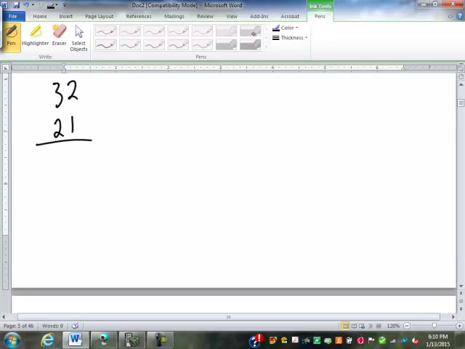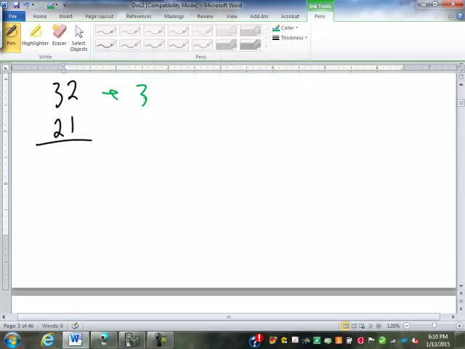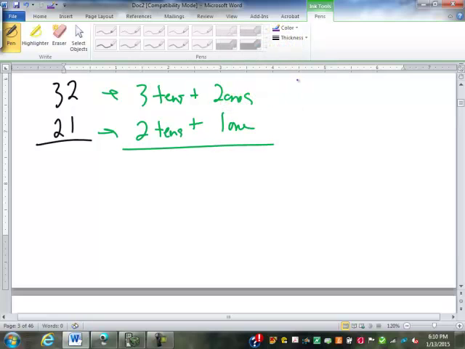Let's do like 32 times 21. I am going to write these out in their long form. 3 tens plus 2 ones. 2 tens plus 1 one. Now when we multiply, we don't need the same name, which means not only can I combine this 1 one with the 2 ones, I can combine the 1 one with the 3 tens. In fact, I can combine every digit in one number with every digit in the other number.